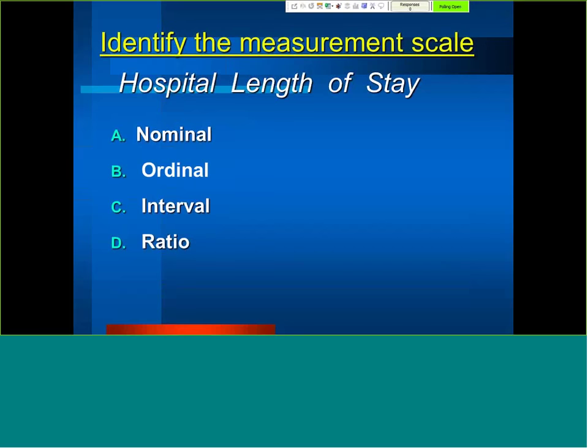What about hospital length of stay? What scale of measurement would that be? Ratio, okay, because that's a real number. So it's a number of days. So you could say, you know, the average length of stay was 3.5 days, plus or minus a day. Good.